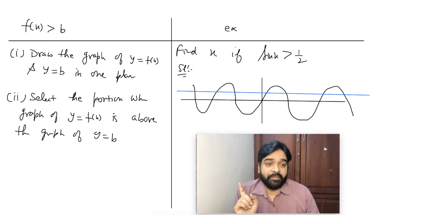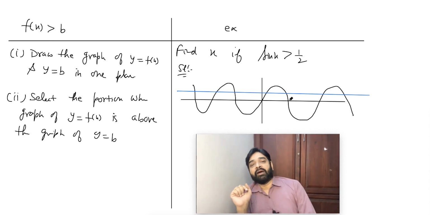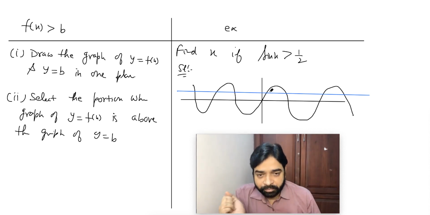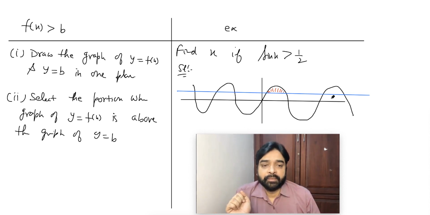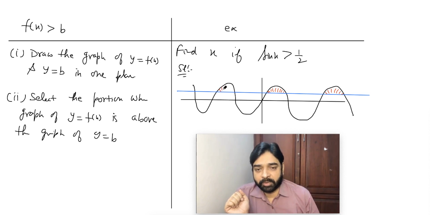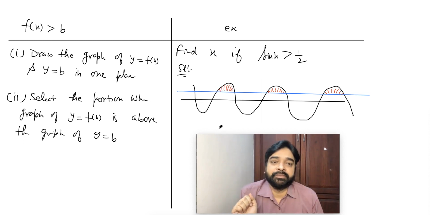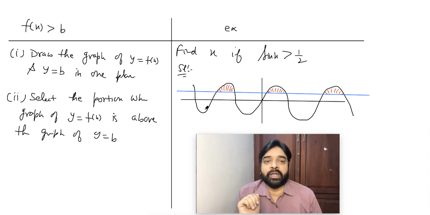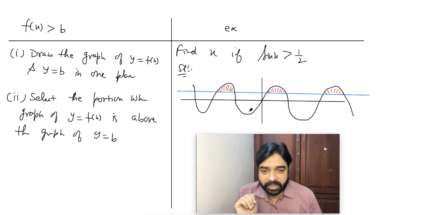where the graph of sin x is above the graph of y equal to b, which is 1 by 2. Where is it above? This portion, or this portion, or this portion. Are you able to understand? This is the portion where the black color is above the blue color. This portion is where the black color is below the blue, meaning sin x is below 1 by 2.